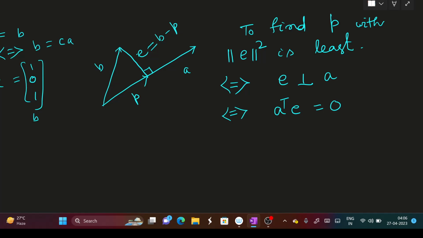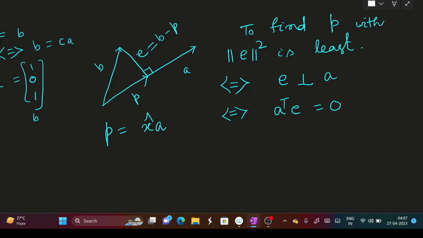Now let us discuss p and a. So p is a scalar multiple of a. What is my target? My target is to find a projection vector p which is a scalar multiple of a, with the least square of the error, using the least squares method. So as p is a scalar multiple of a, let p be x cap times a. So our target is to find x cap.